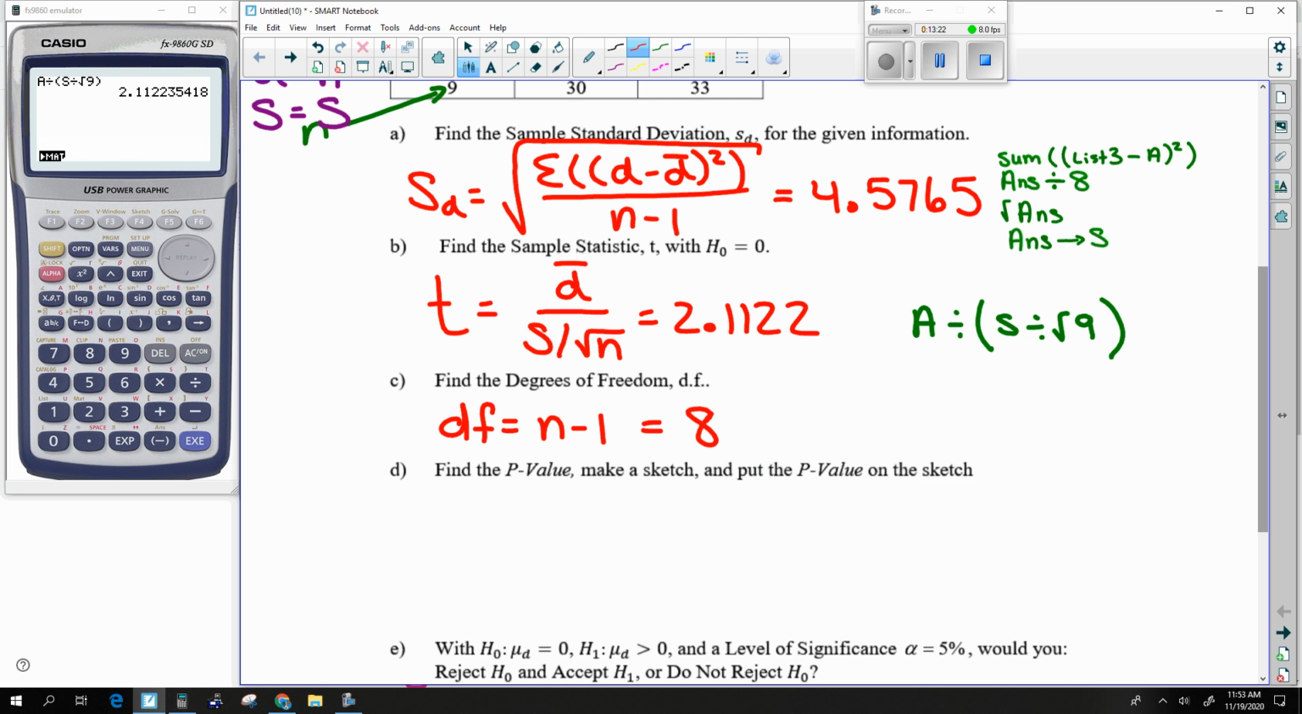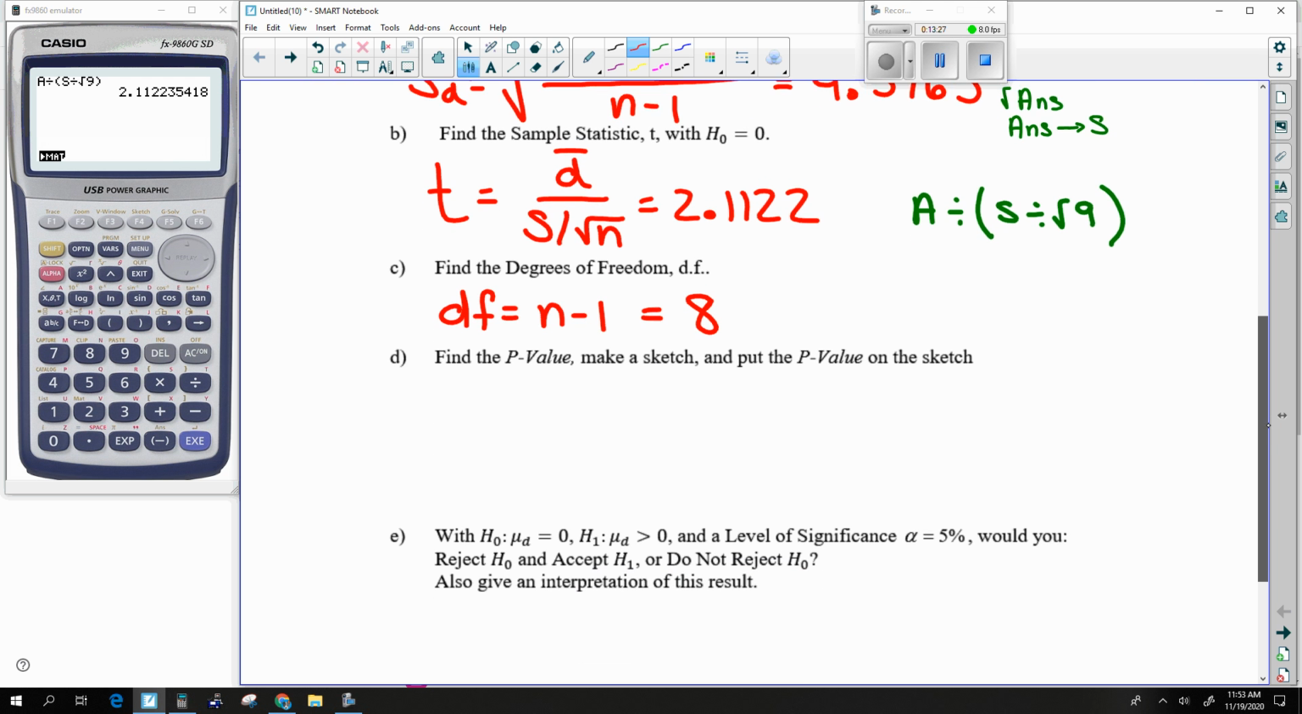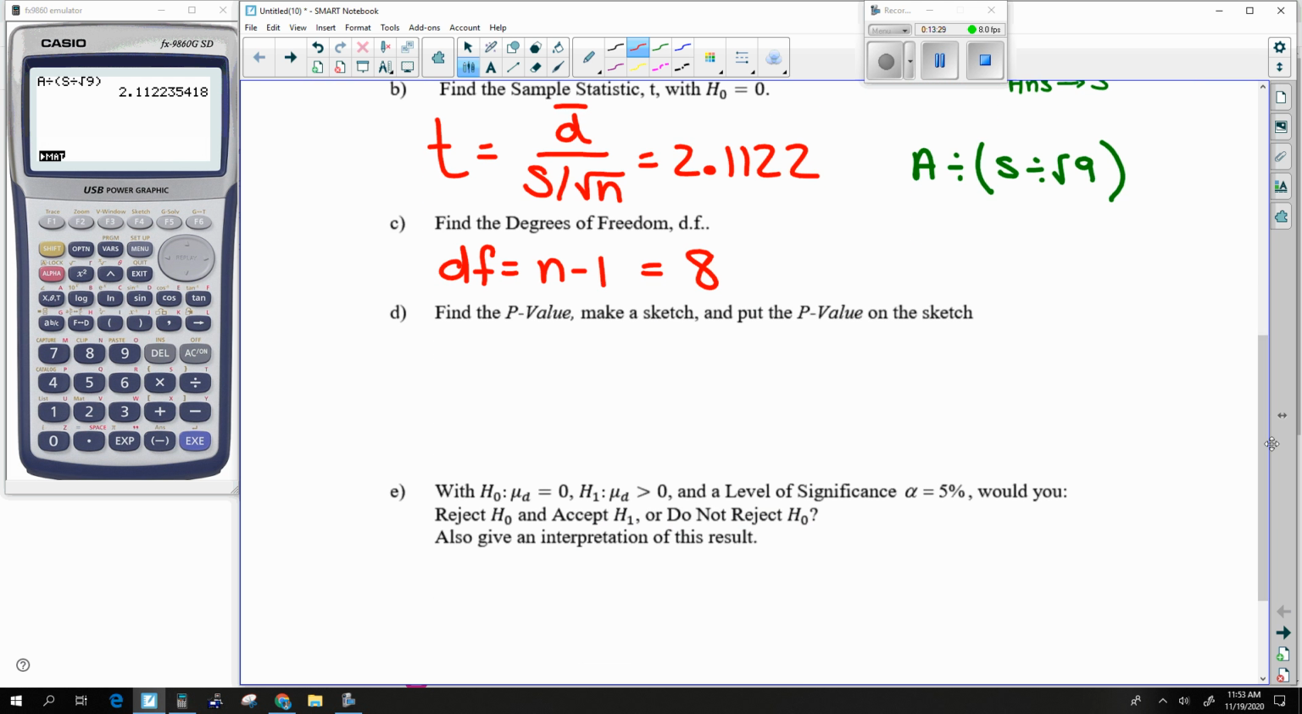Here's a familiar question. Find the p-value and sketch the p-value on the sketch. That's exactly the last chapter that we did. Here we have a t and a degree of freedom, so let's go ahead and do that. Our p-value. Again, there's going to be a lot of work, so I draw my line so I don't mix up the answer area with the work area. So here I have a t that is 2.1122 and a degree of freedom of 8.